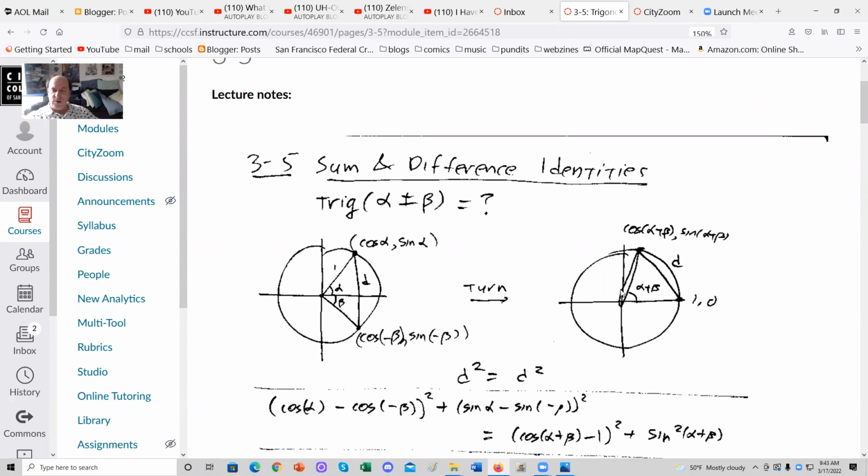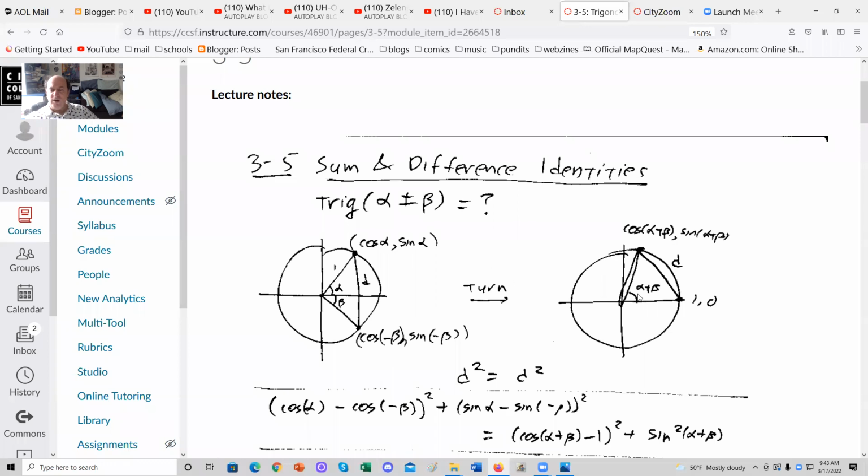We start with these two circles, unit circles, radius 1. Here we go counterclockwise an angle alpha. This point out here is cos alpha by sine alpha. Here's clockwise beta, therefore an angle negative beta, to the point cosine negative beta by sine negative beta. Then we take this triangle, and we rotate it beta radians to get this triangle here with one point at 1 by 0, an angle alpha plus beta, and this point up here, cosine of alpha plus beta by sine of alpha plus beta.